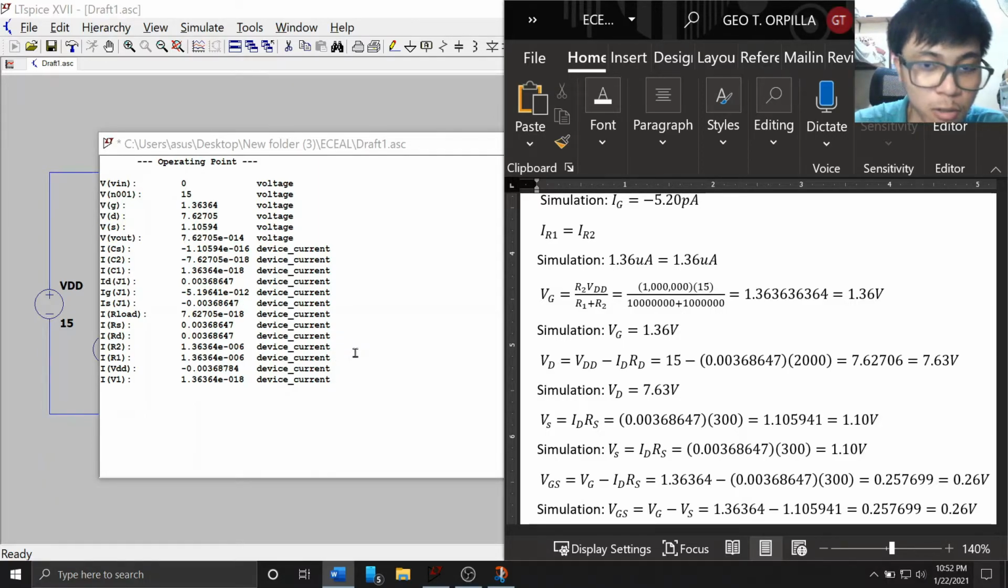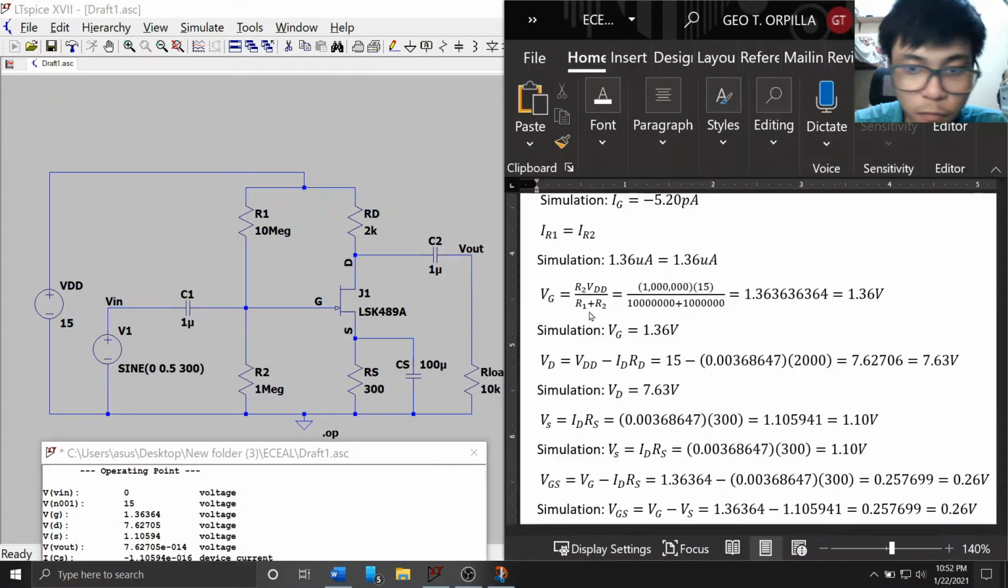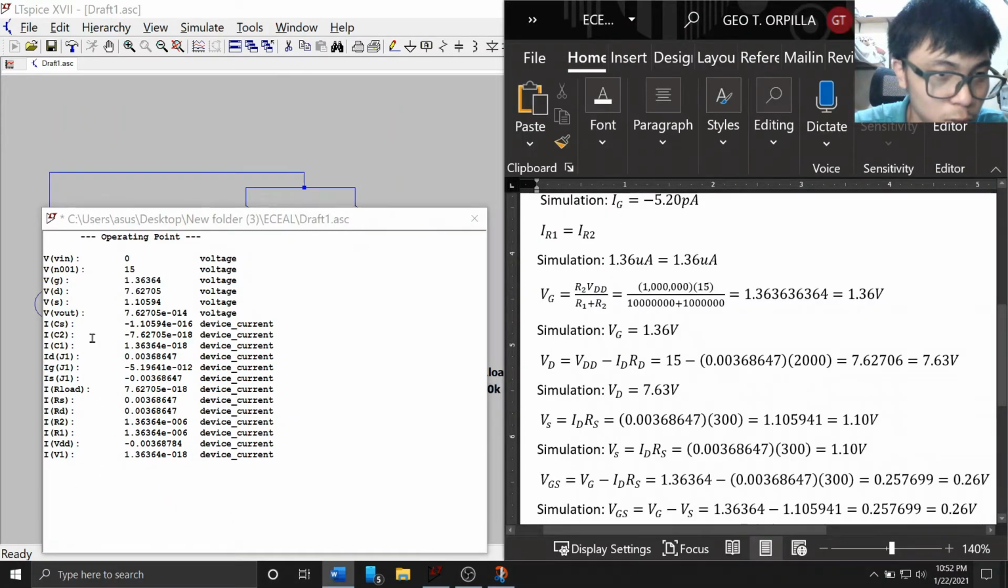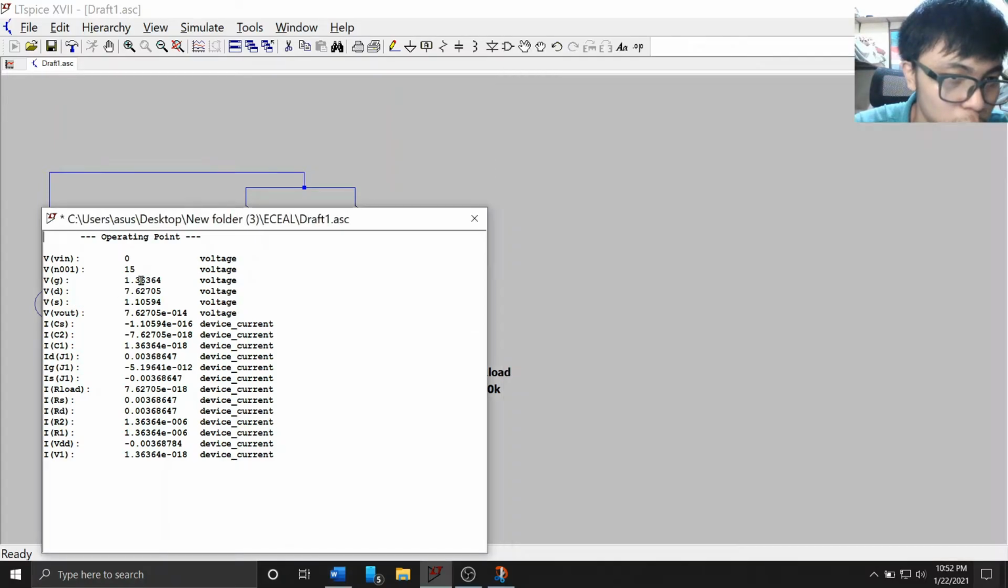microamperes. So let's solve for VG, which is equal to R2 VDD all over R1 plus R2. Entering the values, we have R2 as 1 megaohm, R1 as 10 megaohms, and VDD as 15. So this gives us 1.36 volts. In the simulation, we also have 1.36 volts here.